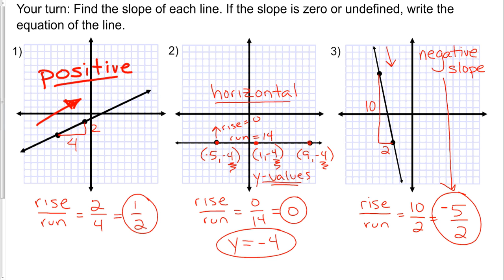Here are your solutions. Check each graph. Make sure you have the correct slope. And for number 2, you should also have written the equation. In this case, it would be y equals negative 4, because we have a horizontal line and all of our y values are the same.